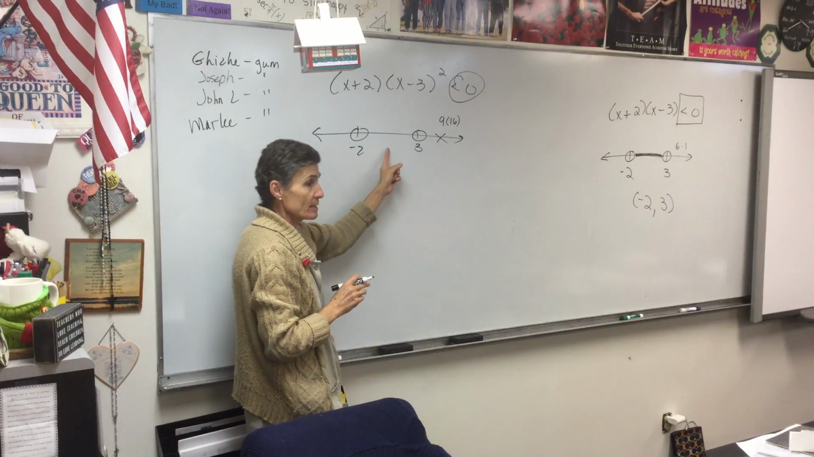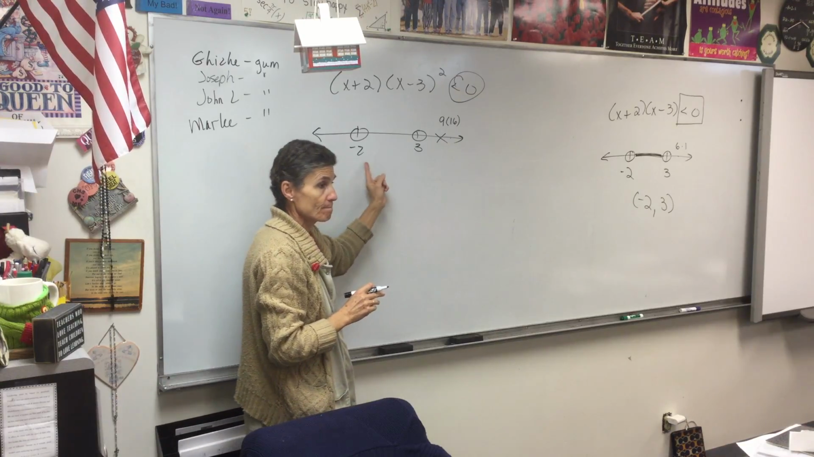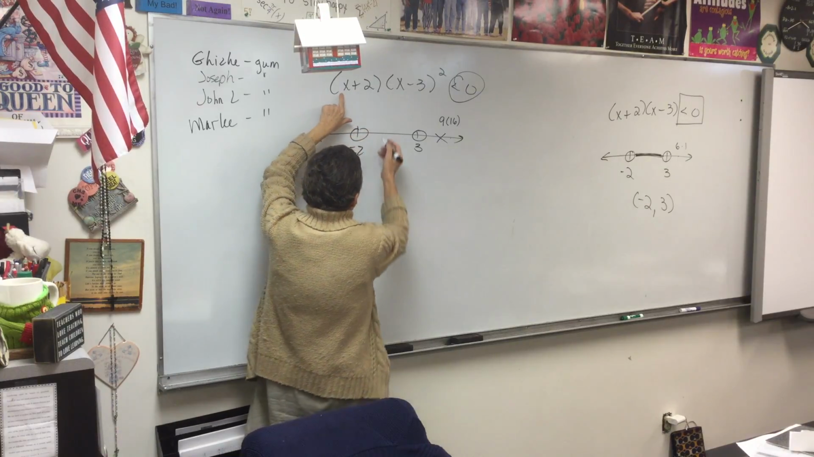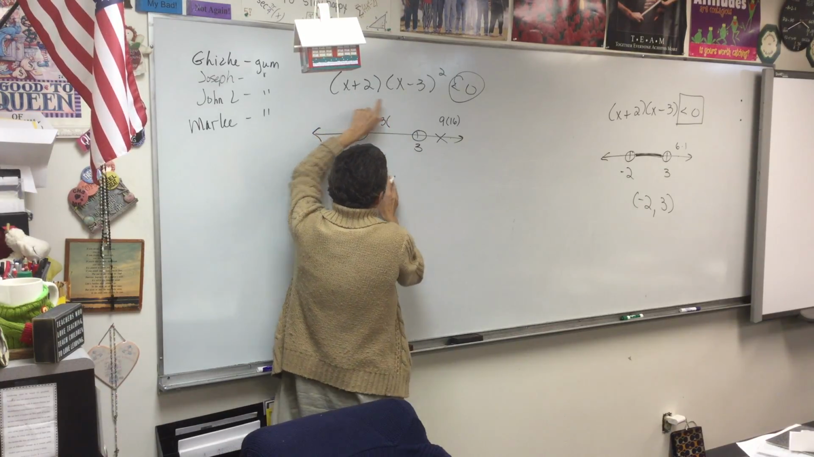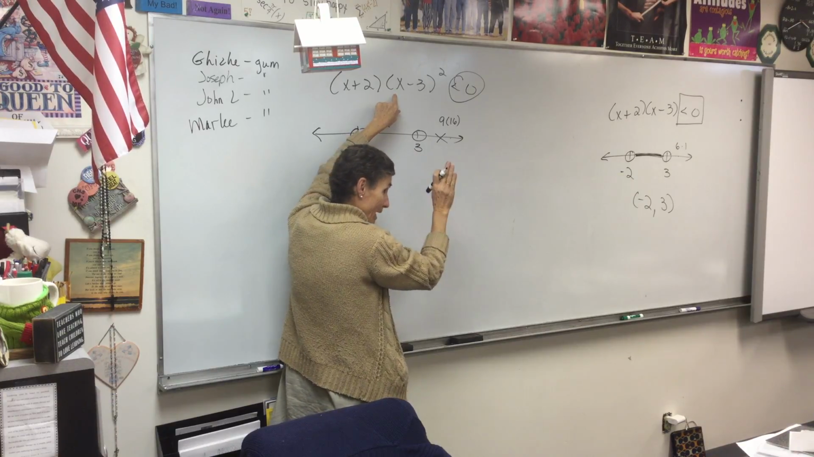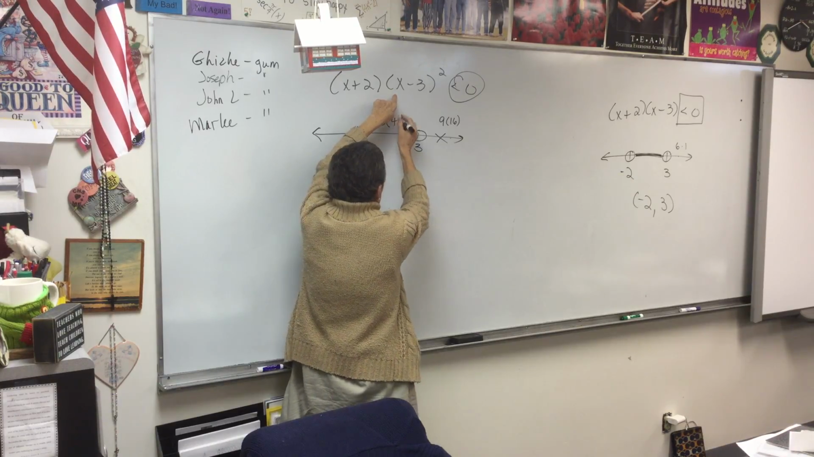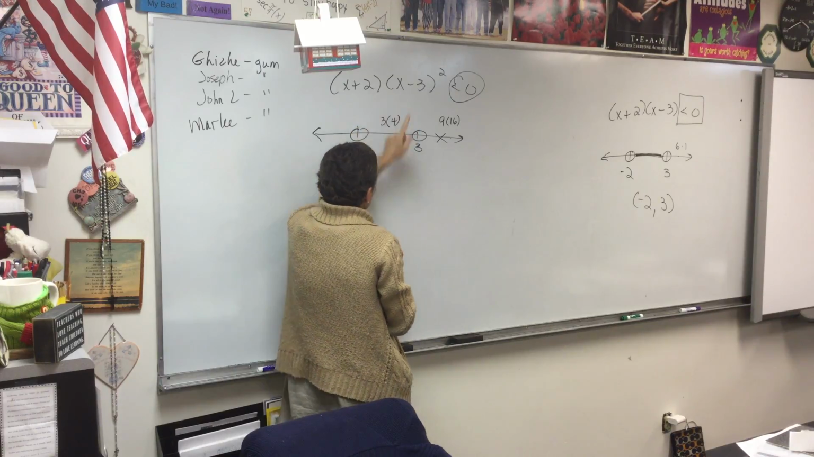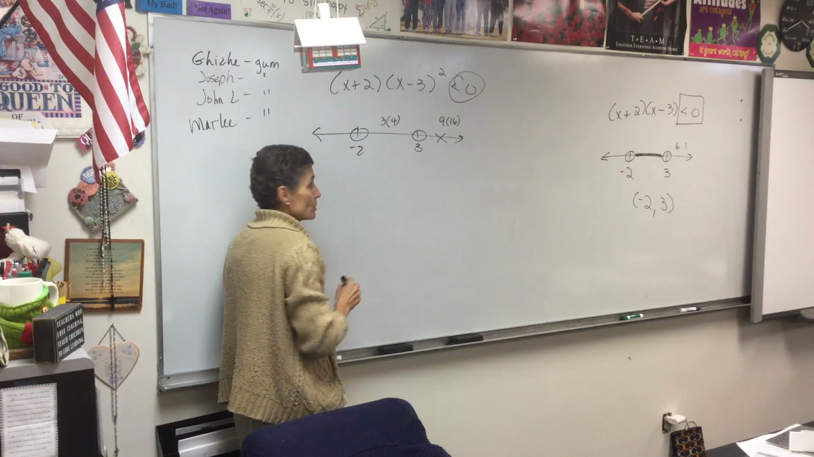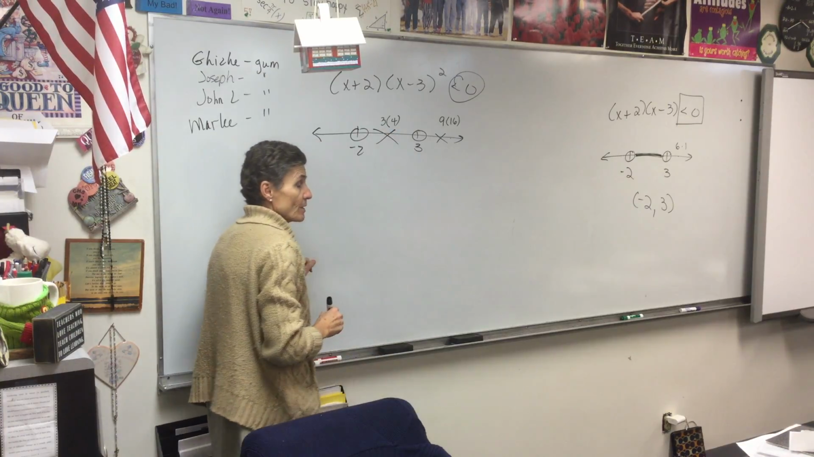All right, let's pick a number in here. What would be a number in here? Anything in there. 1. Let's put 1 in. 1 gives me 3 times -2 squared, 4. Does that give me a negative answer? Nope, so that one didn't work either.